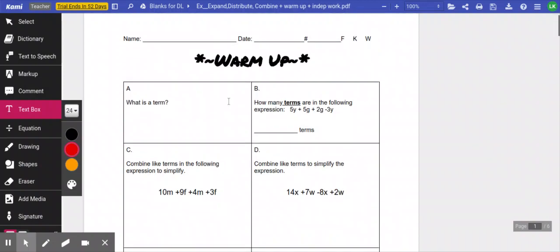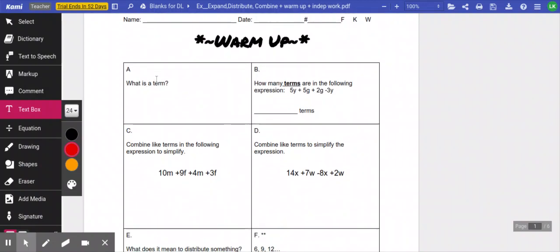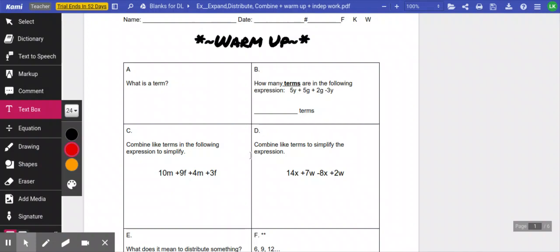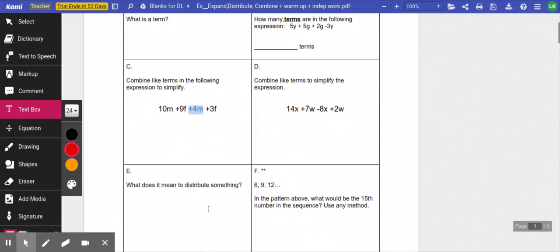So here's your warm-up. The questions are, what is a term? How many terms are in the following expression? So what number? How many? C and D ask you to actually combine the like terms. It might be helpful to use a highlighting tool for the ones with the same variables. Same for D. Then what does it mean to distribute something?